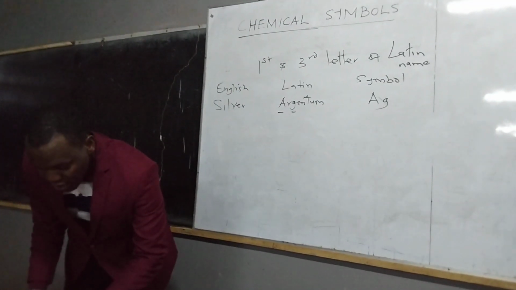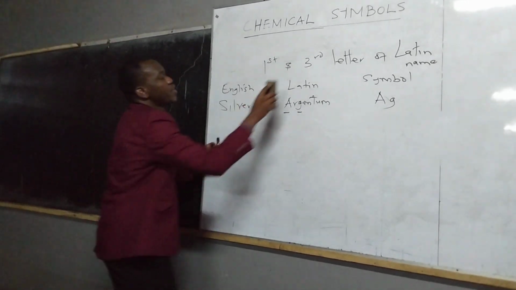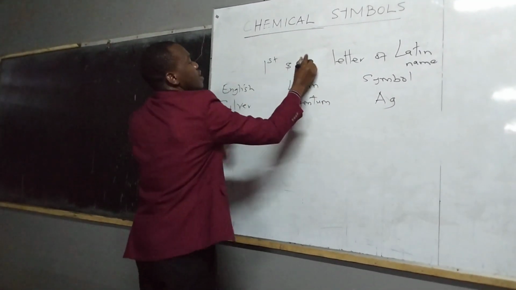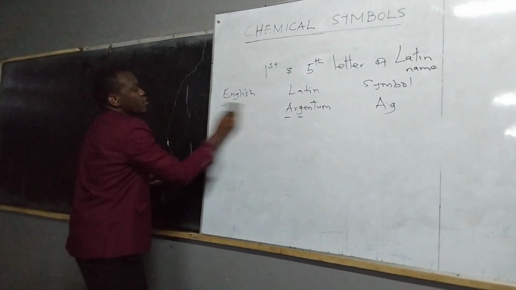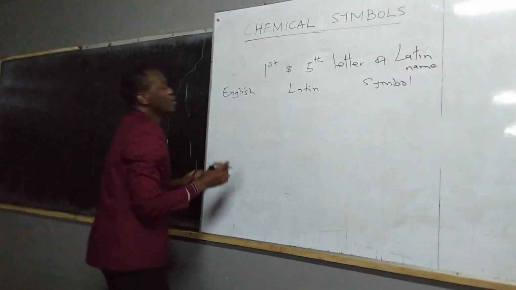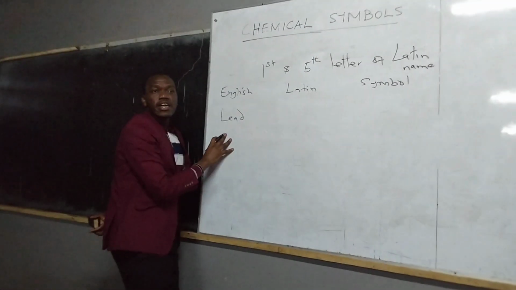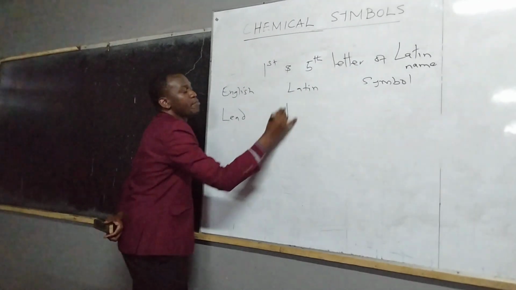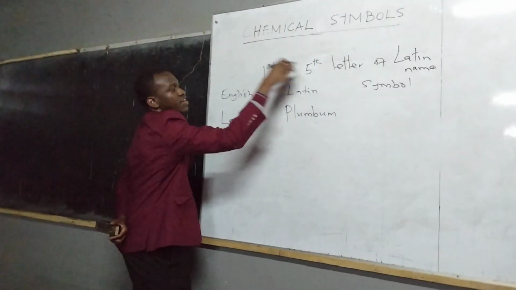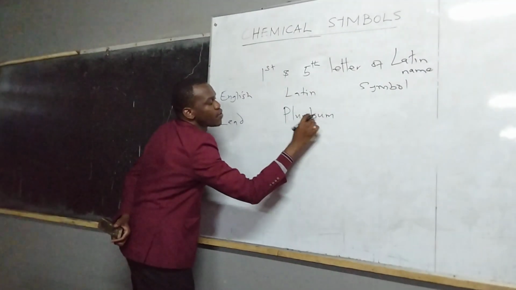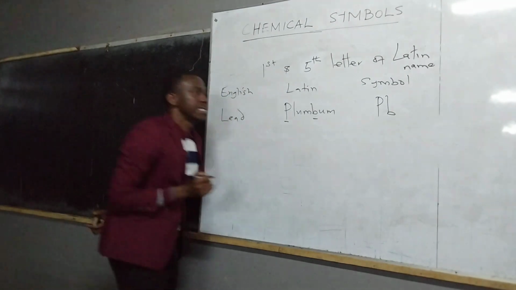Then another one is the first and the fifth letter of the Latin name. I'm going to give you an example. We have lead. The Latin name for lead is called plumbum. We take the first and the fifth letter, so 1, 2, 3, 4, 5. So the chemical symbol is Pb.